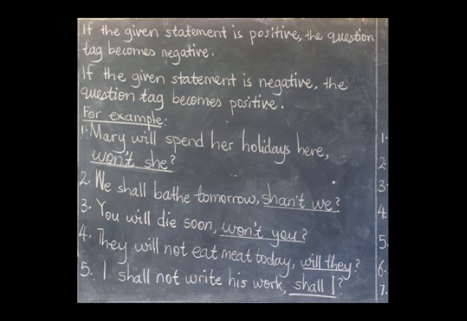Then example 5. I shall not write his work. I is the pronoun, the subject, and therefore the helping verb is shall plus the negative not. It is refusing that I shall not write his work. I am referring to myself now. I shall not write his work, shall I? Positive question tag, because the statement is negative.